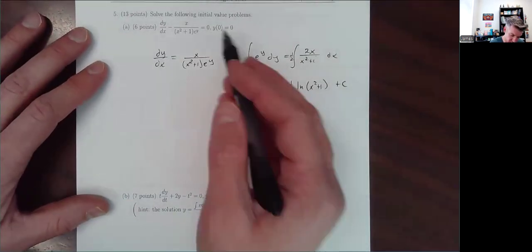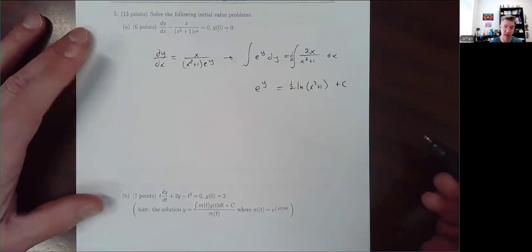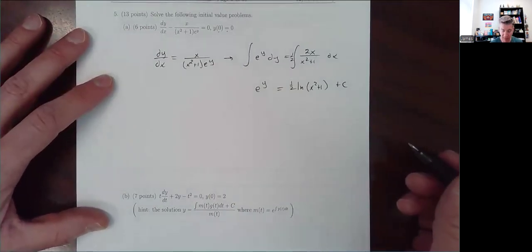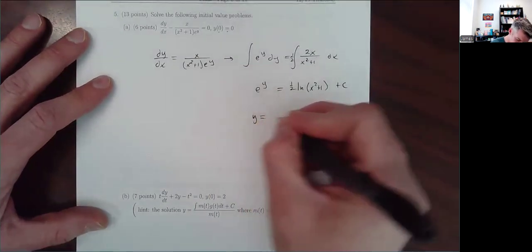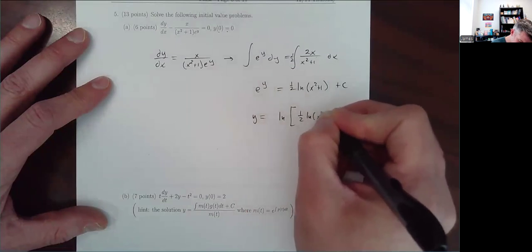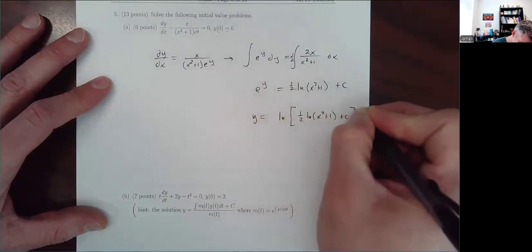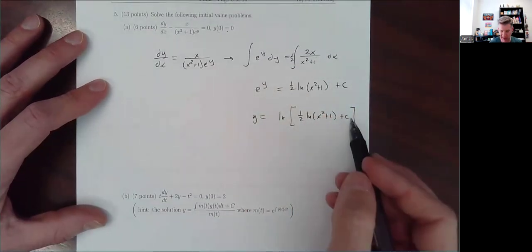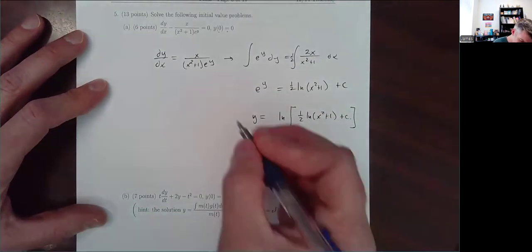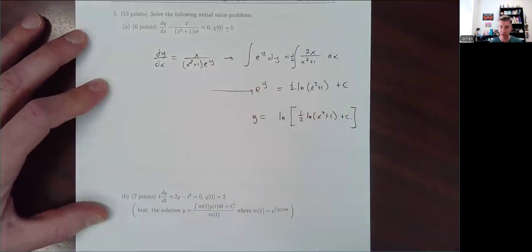We have an initial condition of y of 0 equals 0. This is probably the moment to find it. You could certainly take the natural log of both sides first and say that y is equal to the natural log of 1/2 natural log of x squared plus 1 plus c. But if you're going to try and find c, you're going to have to undo that natural log anyway. So this right here is your moment to actually find your constant.